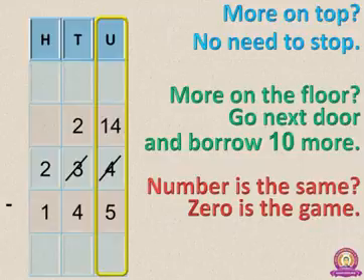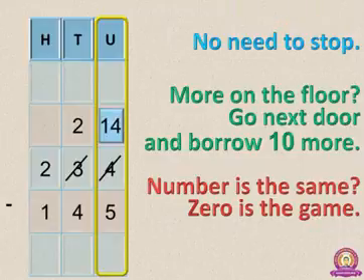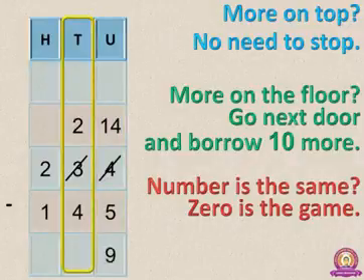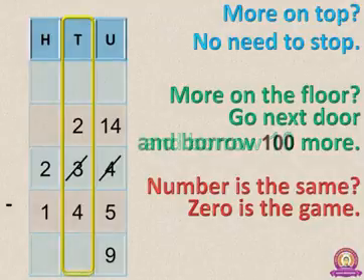Now, do we have more on top? Yes. So, let's subtract. 14 minus 5 is equal to 9. Tens column. 2 minus 4. Do we have more on the top or on the bottom floor? You are right. We have more on the bottom floor. 4 is more than 2. So, we will have to borrow 100 from two hundreds. Strike 2 and write 1.